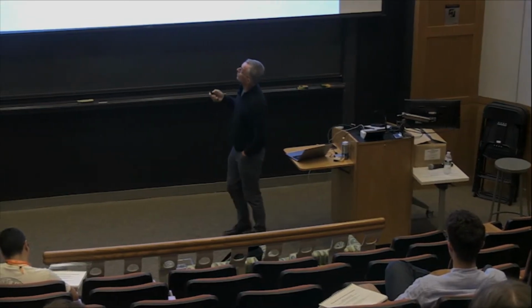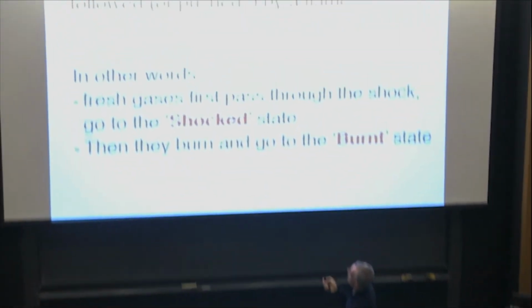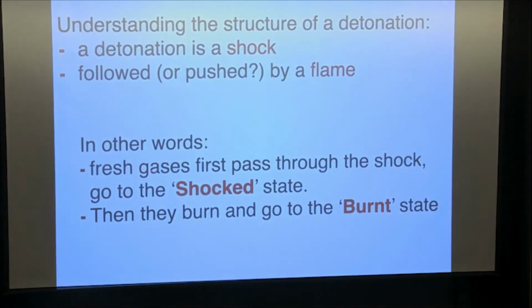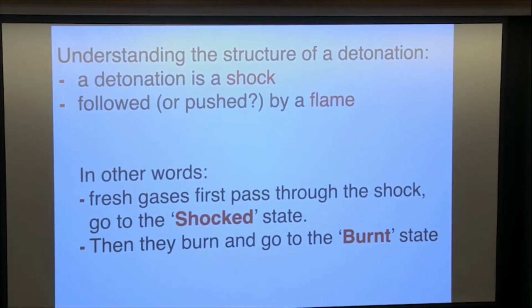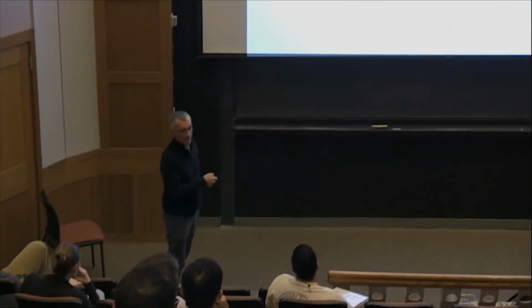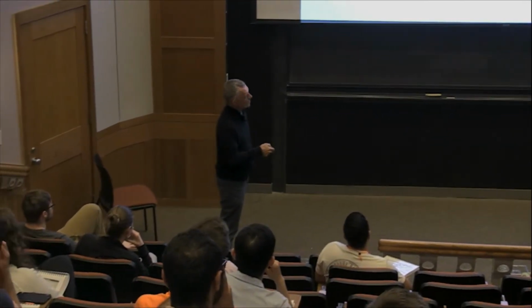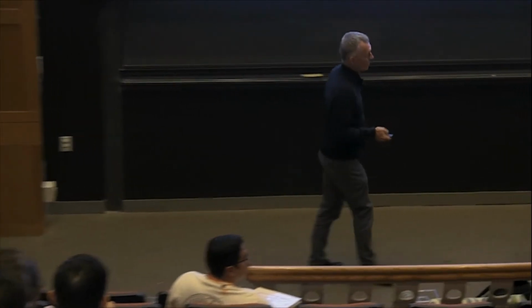You can understand the structure of that by noting that detonation is a shock followed by a flame. In other words, if you sit in the fresh gases, the first thing you will see is the shock, okay? And you go to the shocked state, and after that, you burn and you go to the burn state. Why is that a reasonable description of detonations?